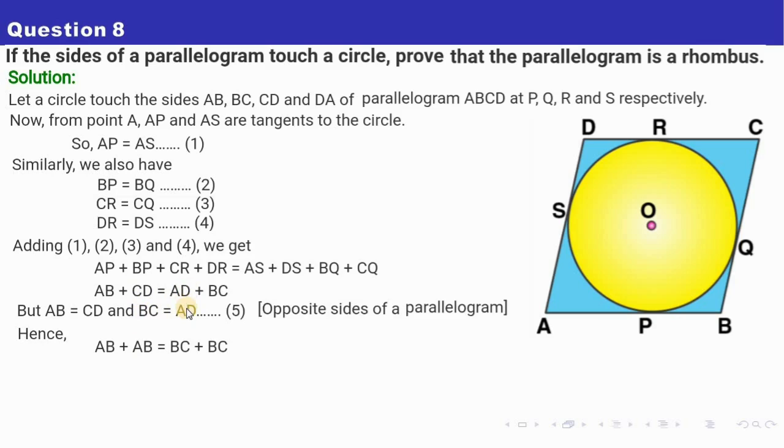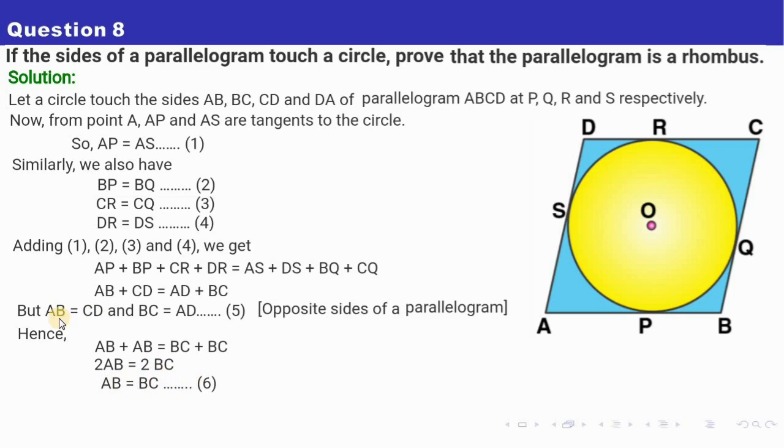So instead of AD, I'm writing BC here. So this becomes AB plus AB equals BC plus BC. So what is AB plus AB? This is 2AB. What is BC plus BC? This is 2BC, right? So you can remove 2 and 2 from here. So you get AB equals BC.